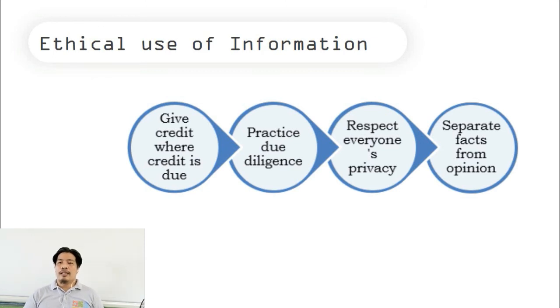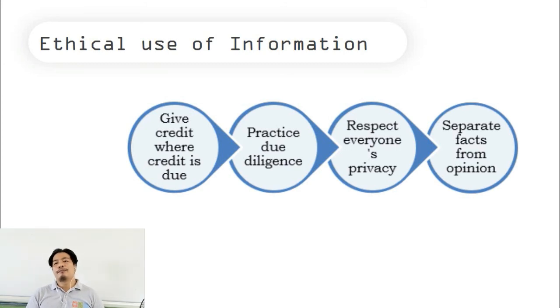The third is respect everyone's privacy. There's a fine line between information that can be shared and personal information that needs to be kept. So any information about someone else should not be published without their consent.